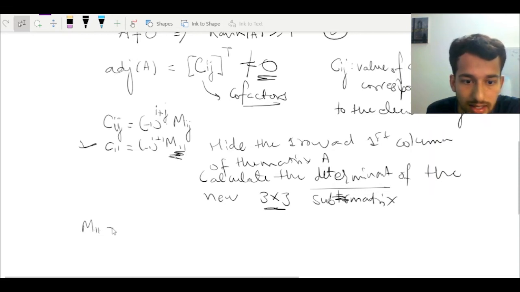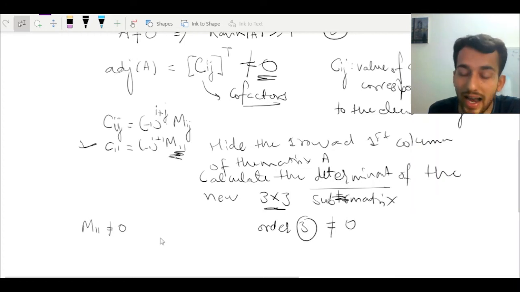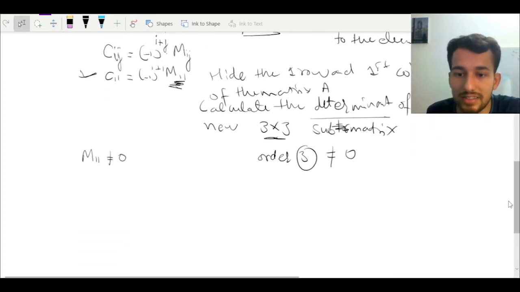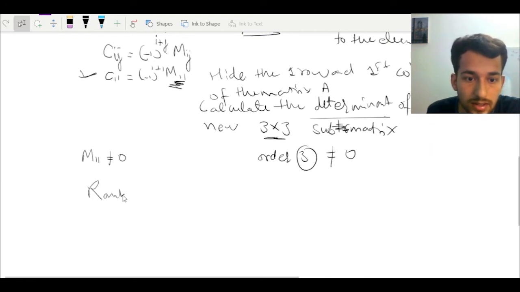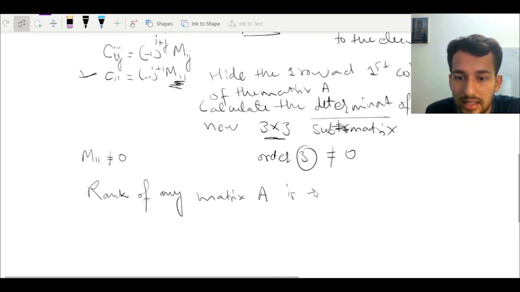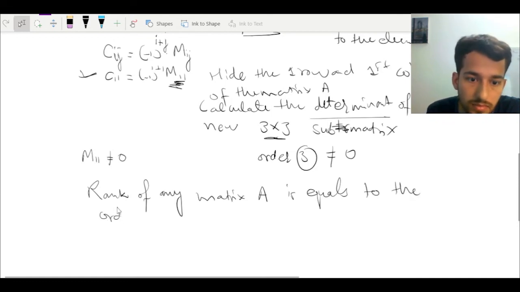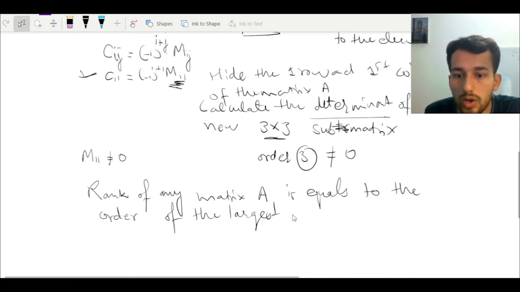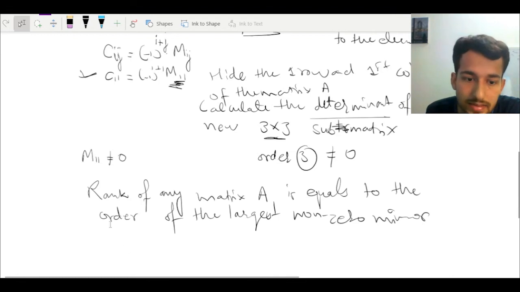So what you observe here is that M11 is non-zero. You find a minor of order 3 which is non-zero, and in general we know that the rank of any matrix A equals the order of the largest non-zero minor present.